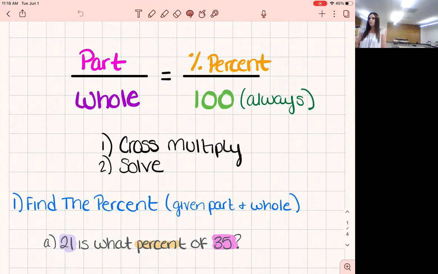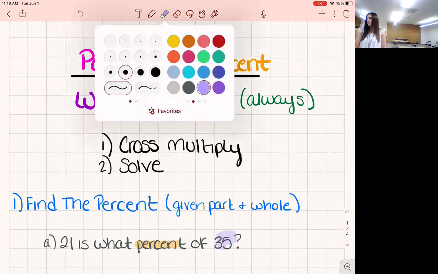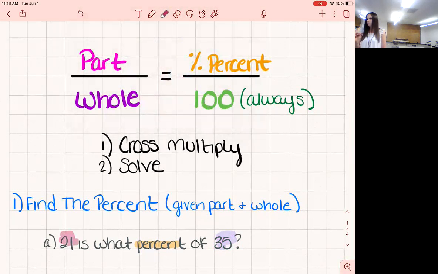The 21 is purple because that's my whole. Wait a minute. 21 is what? That's backwards. Sorry, guys. The 21 should be my pink. And the 35 should be my purple. So 35 is purple because that's the whole, and 21 is the part.